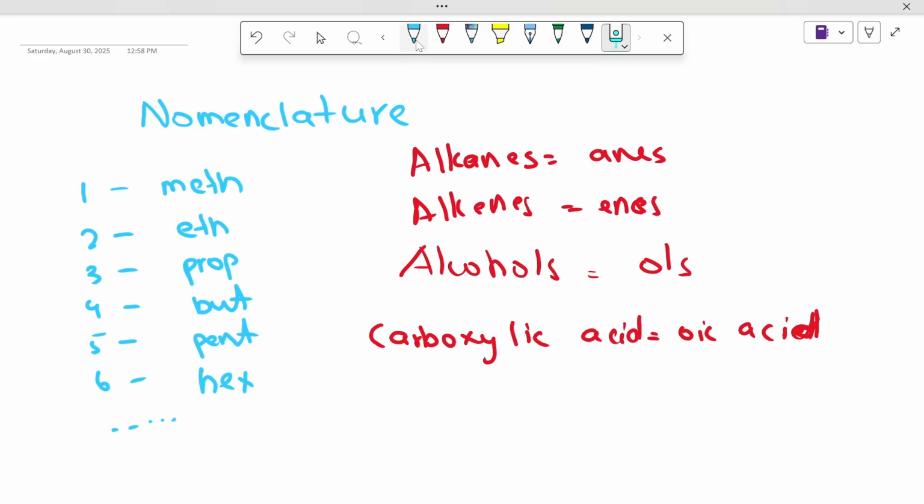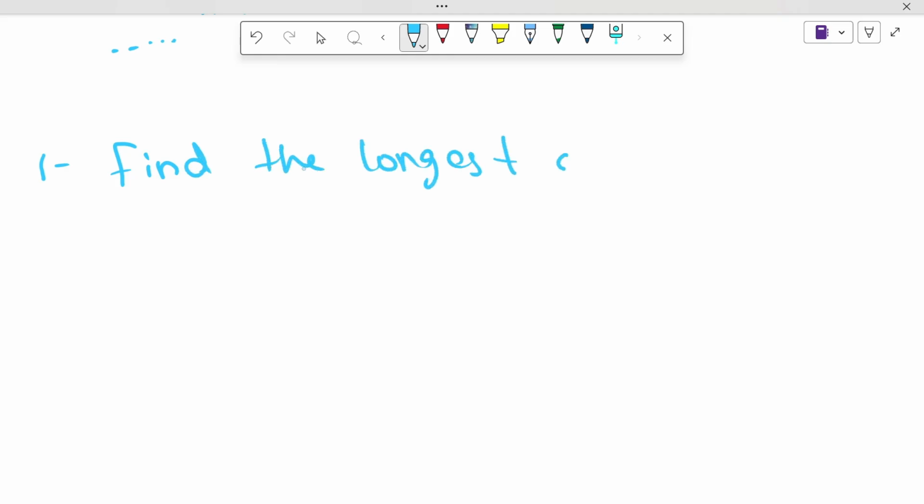Now heading on towards the rules. There are three rules that I like to remember in order to correctly identify a compound. The first one is to count the carbon atoms and find the longest chain. So I'm just going to write this, find the longest chain. Now what I mean by this is that there's going to be a series of carbons in a chain.